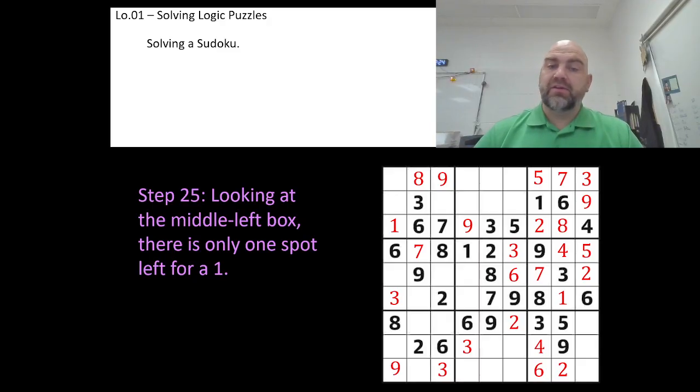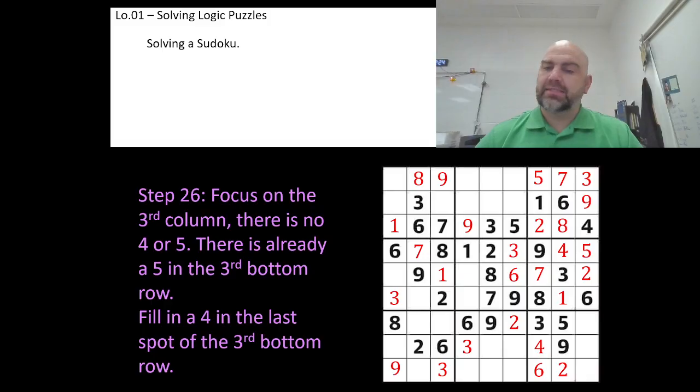Okay, let's look at the middle left box. We don't have a 1 in that box yet, but the left column and bottom row both have 1s already. So that means that the middle row, right column, has to be that spot. All right, let's keep on going.